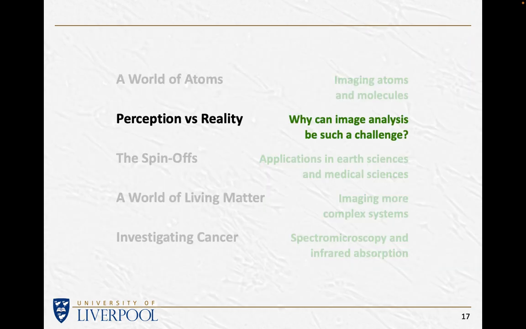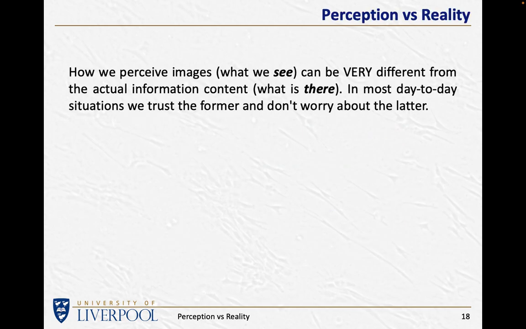But before we go any further, let me just tell you why this is a problem. Perception and reality are quite different things. How we perceive images is a very interesting whole area, and it deserves a 3-hour talk on its own, but we're not going to do that. But what we think we see in an image is not actually what's there. And quite often we don't worry about that because in day-to-day life it doesn't always matter. But in a scientific context, it can matter.